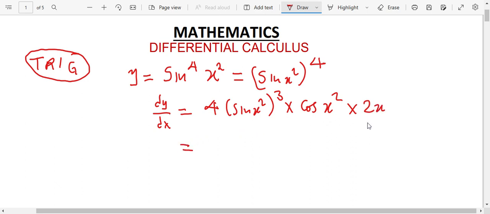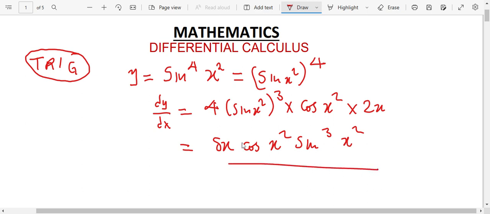Okay, you see now we are moving. So I can multiply this 2x times the 4, that will be 8x. And then I'll write the cos because it has got a lesser power. And then I'm going to write the sine because it has got power 3. And then I've got x squared. So this is the derivative.